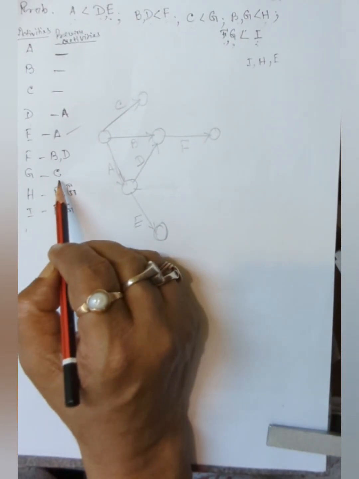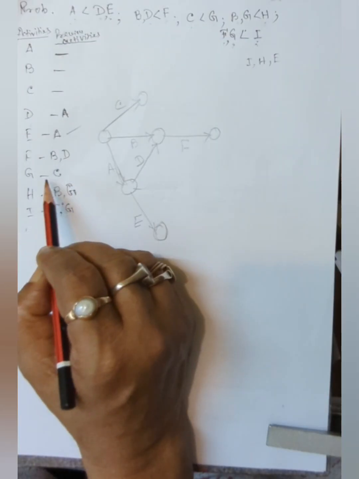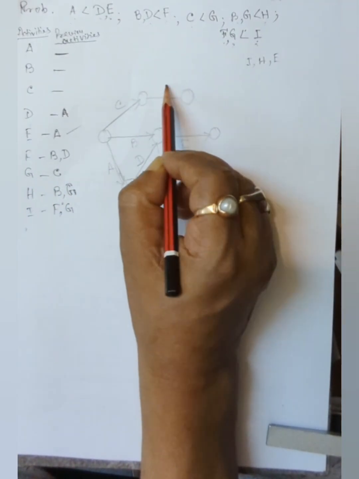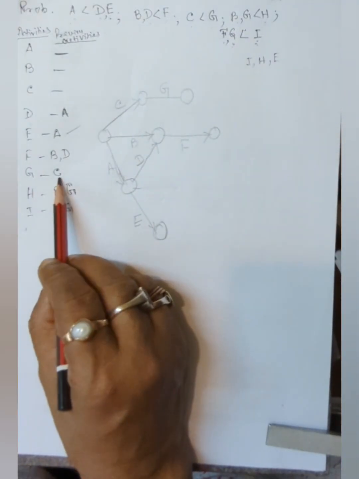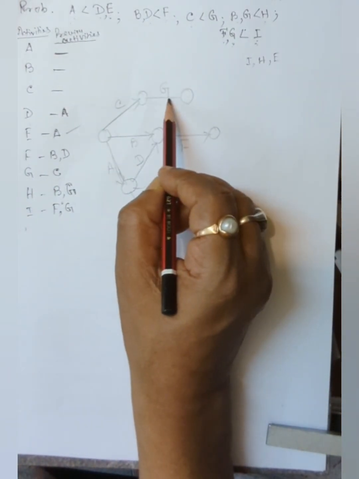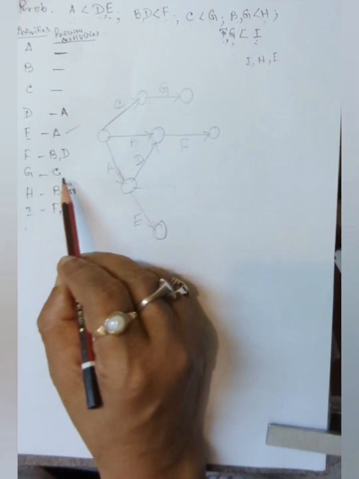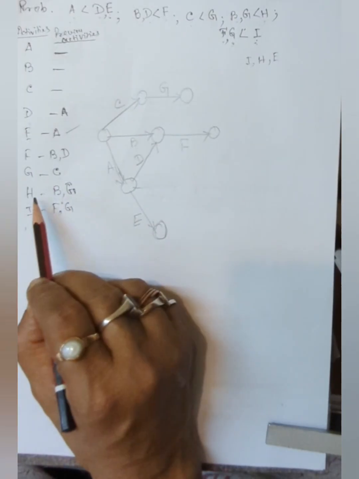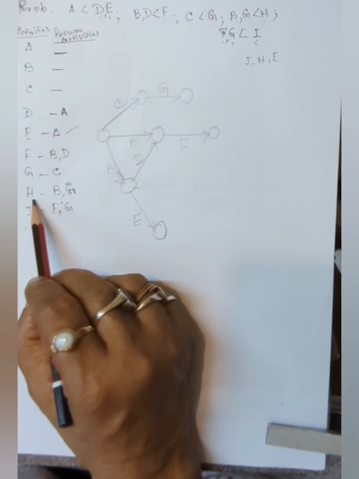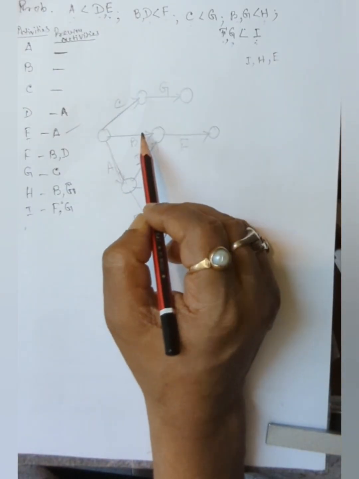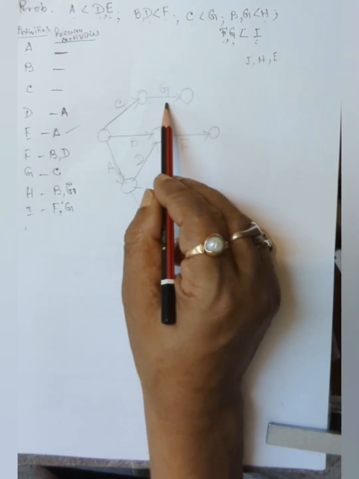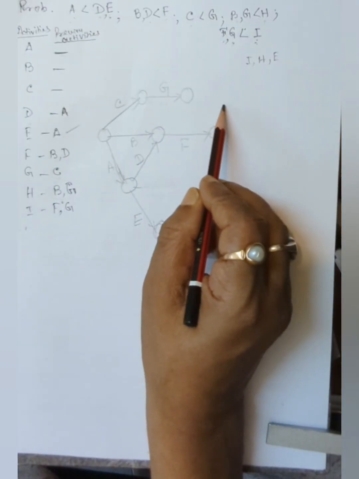Now after completing C, you start G. This is G. After completing C, start G activity. Now, after completing B and G, start H. Where are B and G? This is B and this is G. After completing B and G, start H.